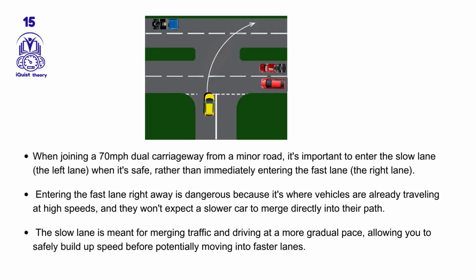When joining a 70 mph dual carriageway from a minor road, it's important to enter the slow lane, the left lane, when it's safe, rather than immediately entering the fast lane, the right lane. Entering the fast lane right away is dangerous because it's where vehicles are already traveling at high speeds, and they won't expect a slower car to merge directly into their path. The slow lane is meant for merging traffic and driving at a more gradual pace, allowing you to safely build up speed before potentially moving into faster lanes.